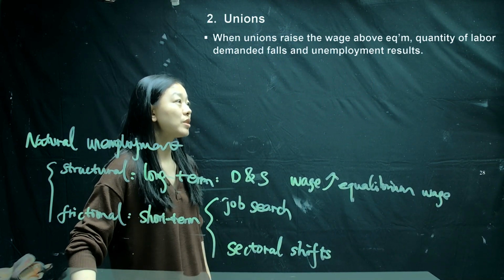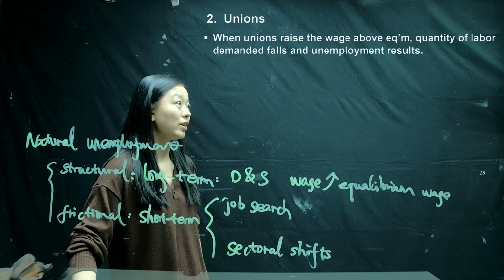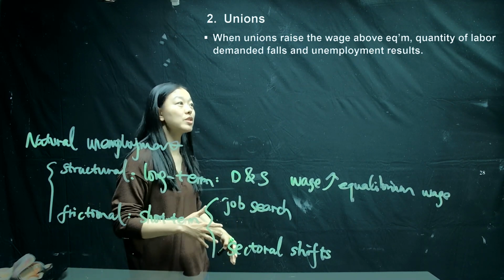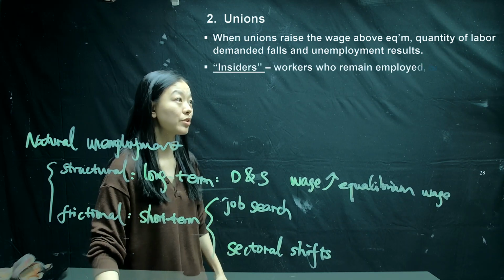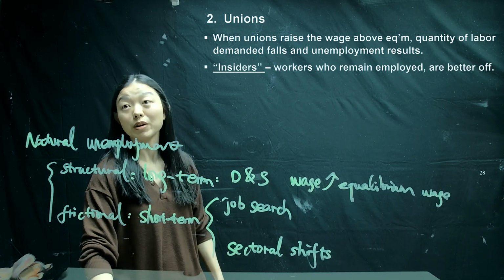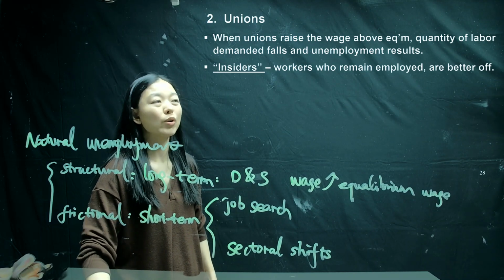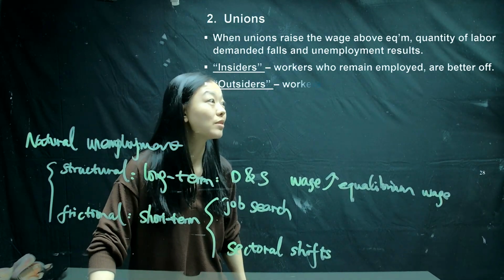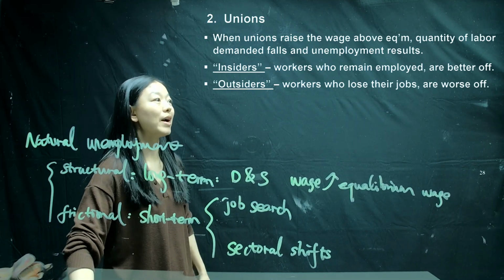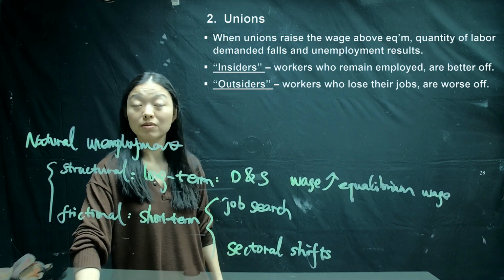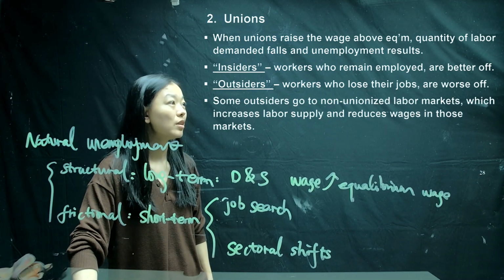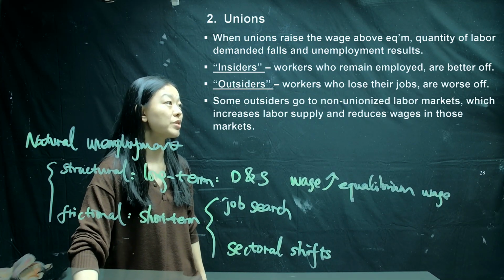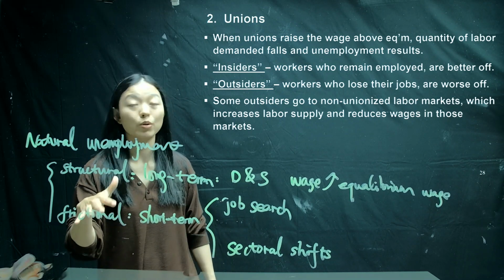So when a union raises the wages above equilibrium, the quantity of labor demanded decreases and the unemployment rate will increase. Insiders, the people in the union, can enjoy probably a higher paycheck and better benefits. For the outsiders, they might lose their jobs and be worse off. So some outsiders will go to the non-unionized labor market, which will increase the labor supply and reduce the wage in those markets.